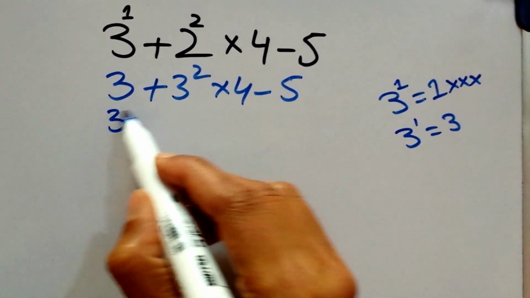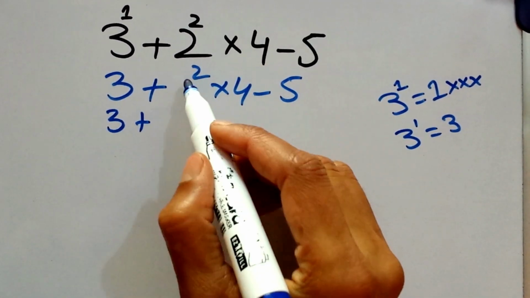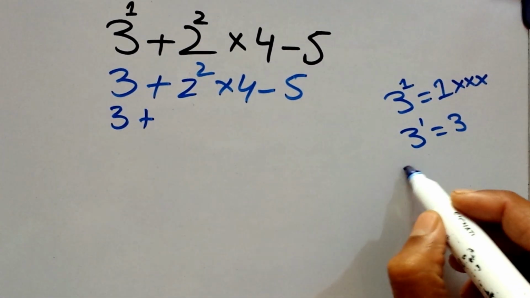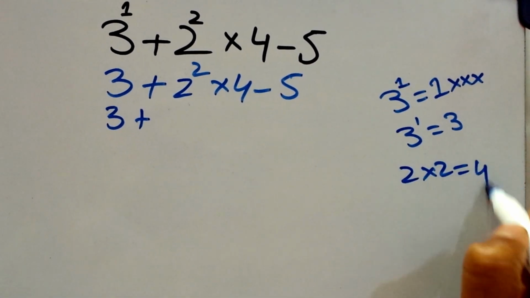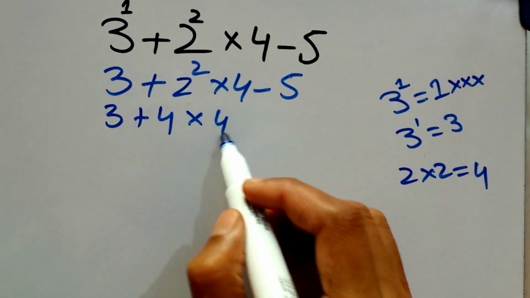Now 3 plus 2 squared. Here 2 squared means 2 times 2 equals 4. So 4 times 4 minus 5.